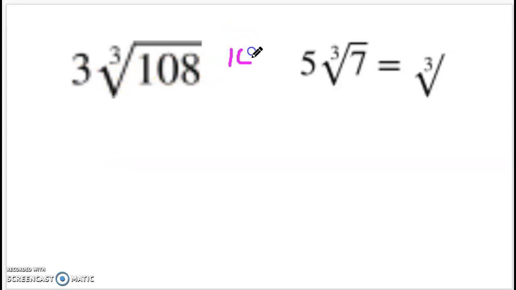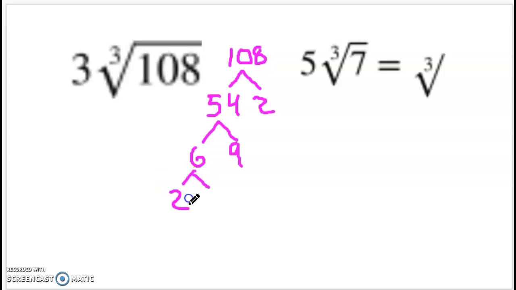All right, one more. This one has a 3 on the outside and 108 on the inside. So I have to break down 108, and this is a cube root, so I'm looking for groups of 3. 108, what times what will give me 108? Well, it's even, so I can do 54 times 2. 2 I can't break down anymore, but 54 I can. 54 would be 6 times 9. 6 we can break down into 2 times 3, and 9 we can break down into 3 times 3.